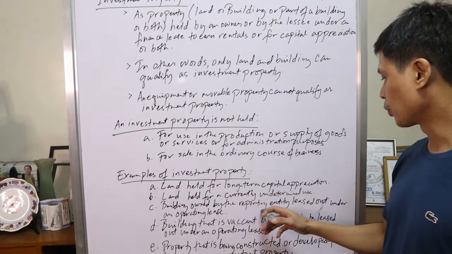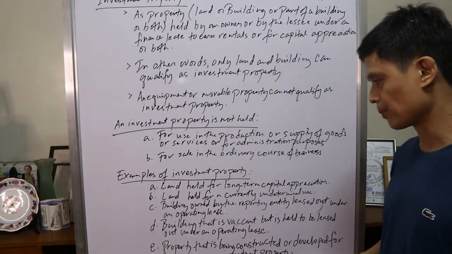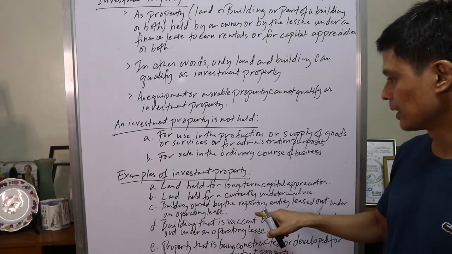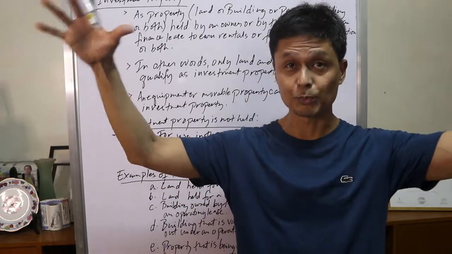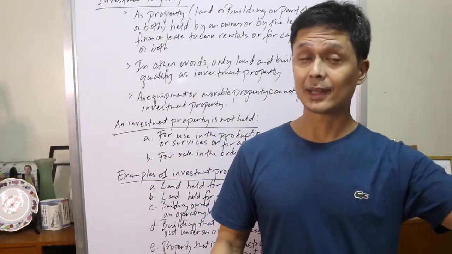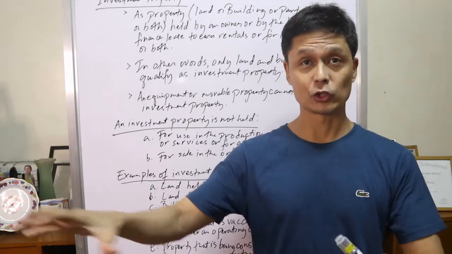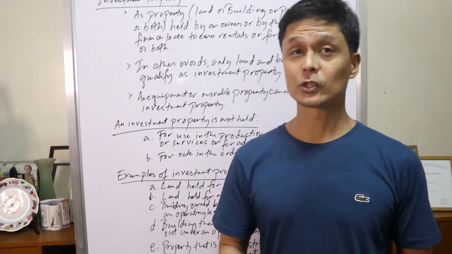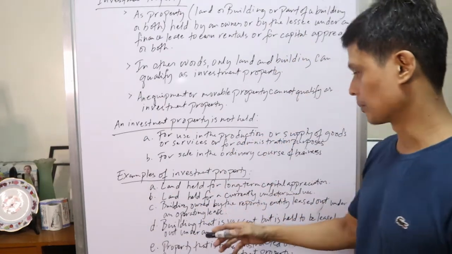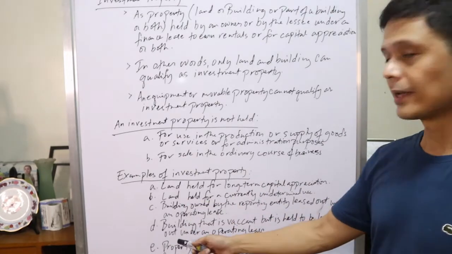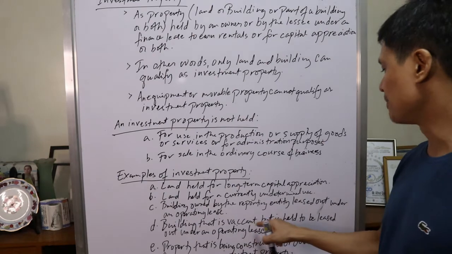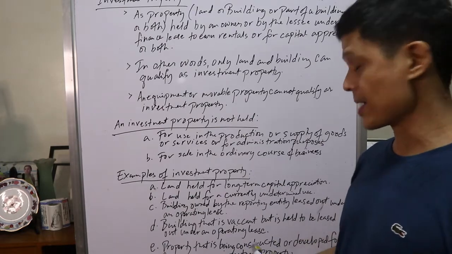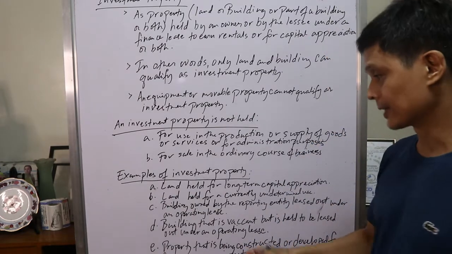Building owned by the reporting entity leased out under an operating lease. So halimbawa, itong building na ito, no, merong building na pag-aari ng isang entity and pinaparenta niya dun sa mga, let's say, merong ibang business, no? So this is also considered as investment property. The next one is building that is vacant but is held to be leased out under an operating lease. Yeah, so that's the next one.